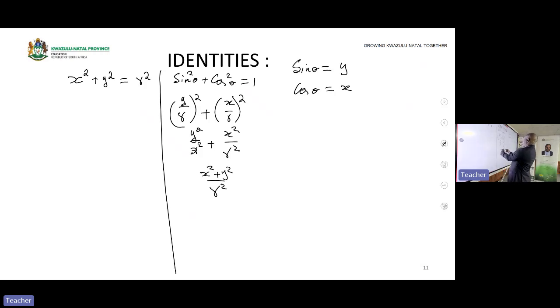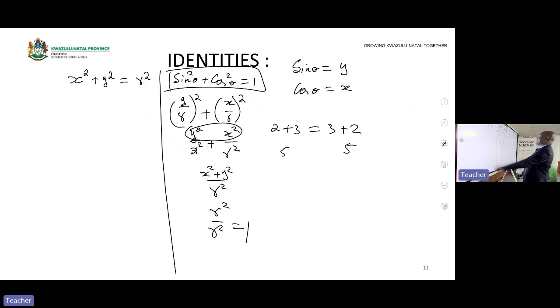It is correct to express it like this through the commutative property. When you say 2 plus 3, it will be the same as 3 plus 2, which will be 5. So it is correct. But what is x squared plus y squared? X squared plus y squared will be r squared over r squared, which gives us 1. So it is for this reason that we say these identities are true. I want to believe that you are following that one.